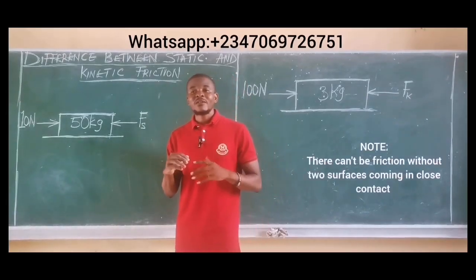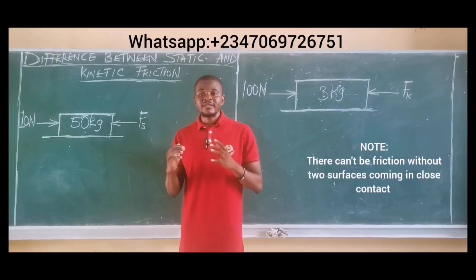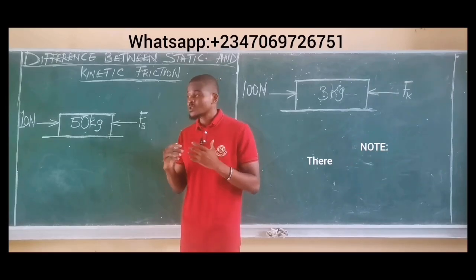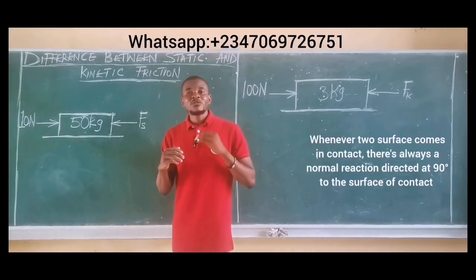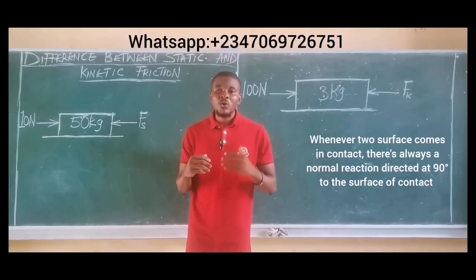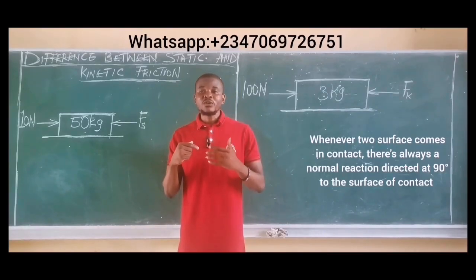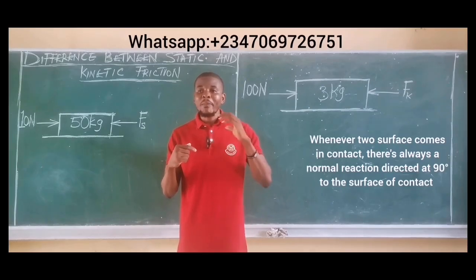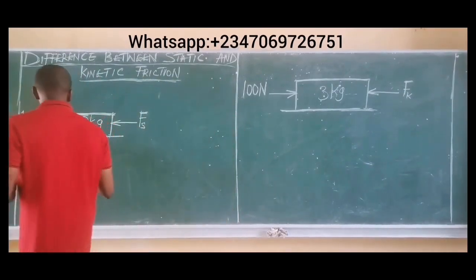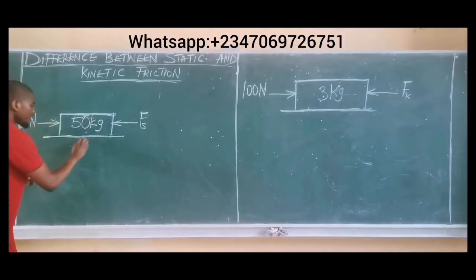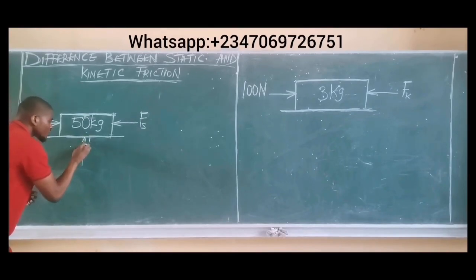Now, it is important for you to know that friction cannot take place without two surfaces coming in contact. So for friction to take place, there must be a contact between two surfaces, which is why you have this mass resting on this surface. As such, whenever two surfaces come in contact, there's always what is called a normal reaction between the two surfaces in contact. And this normal reaction is always directed at 90 degrees or perpendicular to the surface where it is acting. So for this case, where we have the mass of 50 kg resting on this surface, we have a normal reaction which is always at 90 degrees to the surface of occurrence.